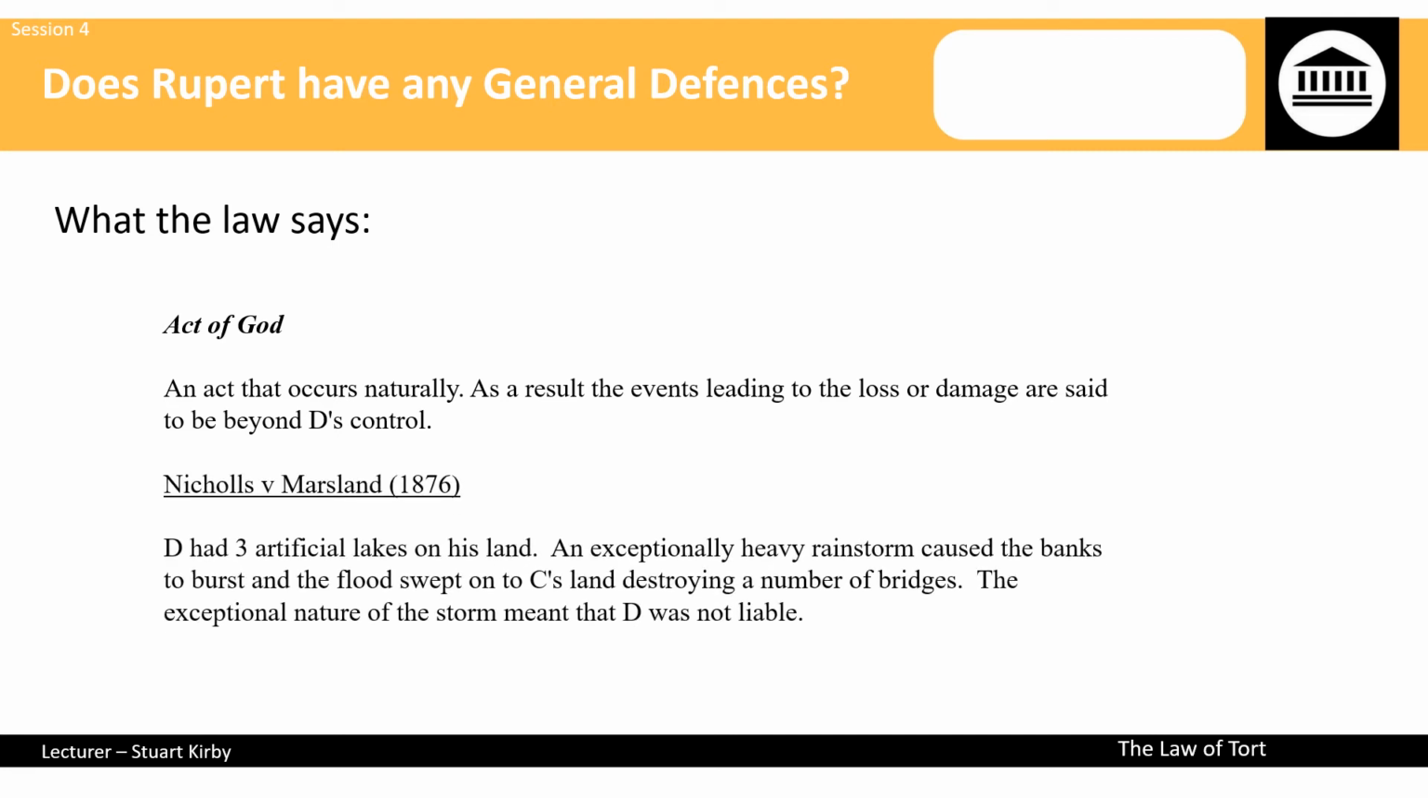An example here, Nichols v Marsland. The defendant had 3 artificial lakes. An exceptionally heavy rainstorm caused the banks to burst and the floods swept onto the claimant's land, destroying a number of bridges. So this is like a freak of nature, and therefore the defendant cannot be held liable.